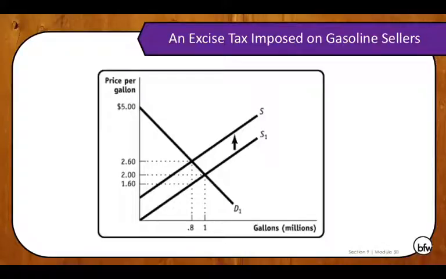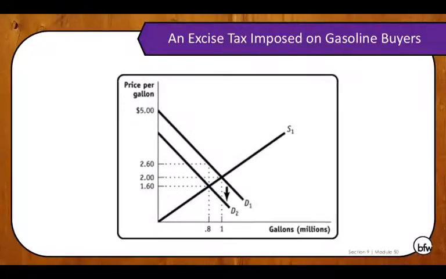Consumers see a price that is 60 cents higher than before. Sellers receive, after the tax, a price that is 40 cents lower than before. So we can determine that consumers are paying 60 cents of a $1 tax, or 60% of it, and sellers are paying 40 cents, or 40% of the $1 tax.